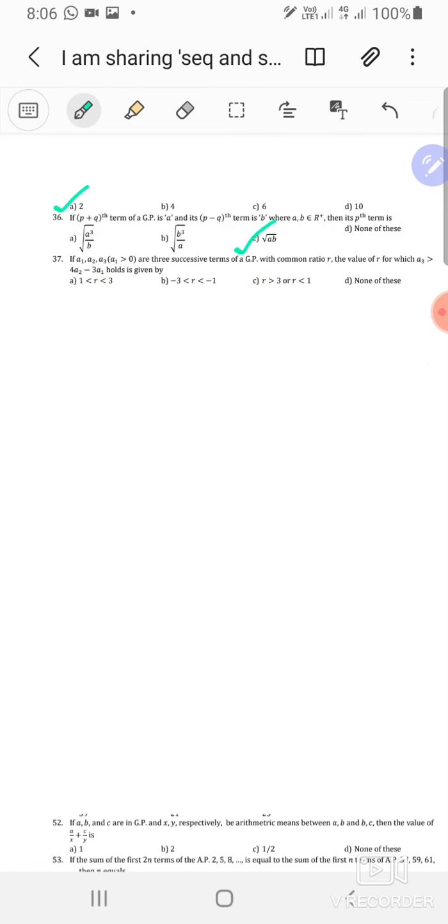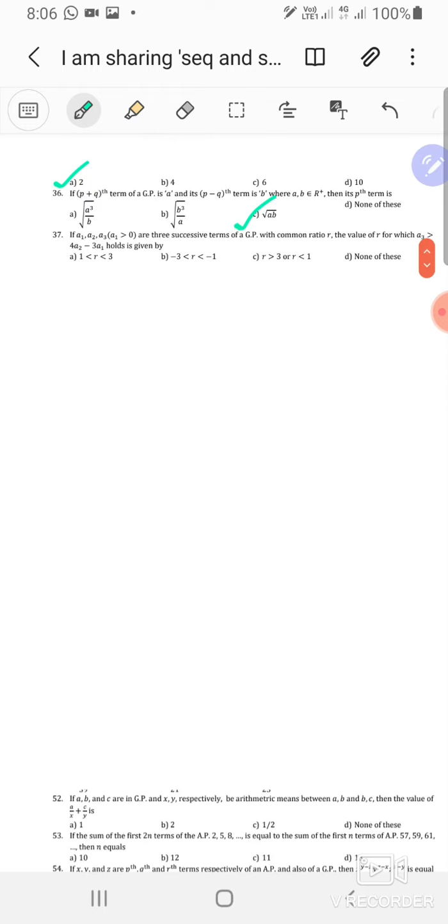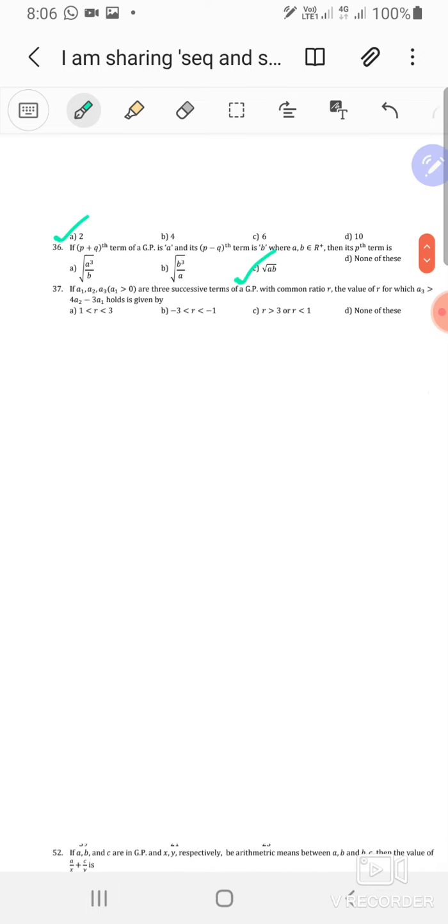Okay, so 37th question is, if a1, a2, a3, where a1 is greater than 0, are three successive terms of a GP with common ratio r, the value of r for which a3 is greater than 4a2 minus 3a1 holds is given by. Okay, cool. So these are three successive terms of a GP with common ratio r, and you are given this inequality. Okay, so let's just input the values like this.